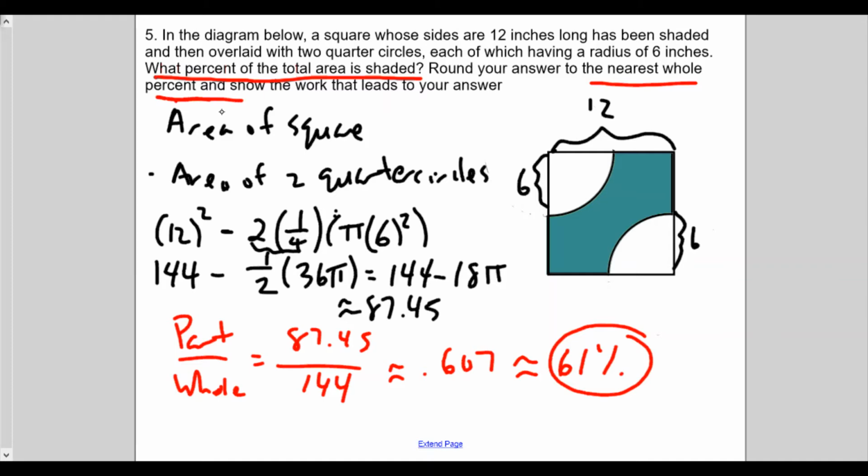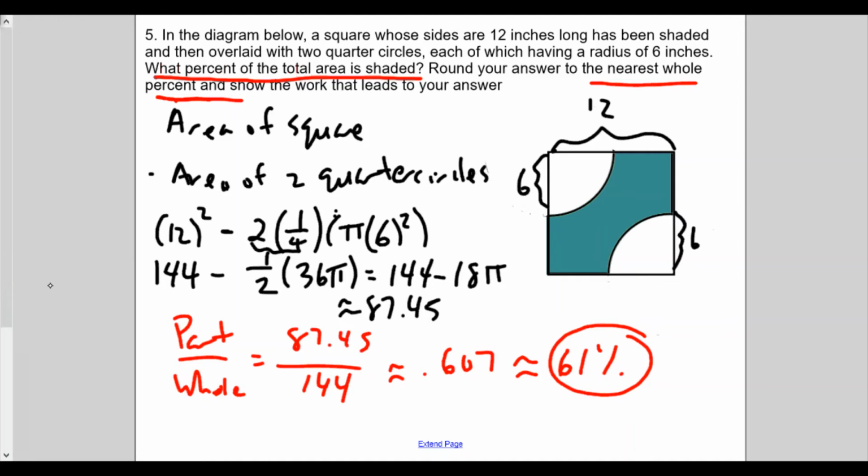And so you would have to find the area of the square, the area of the 2 quarter circles, find this shaded region, and divide that shaded region by the total area. That will give us what the percent shaded would be. So remember, percent is part over whole. All right, ladies and gentlemen, let's now go to our next question.